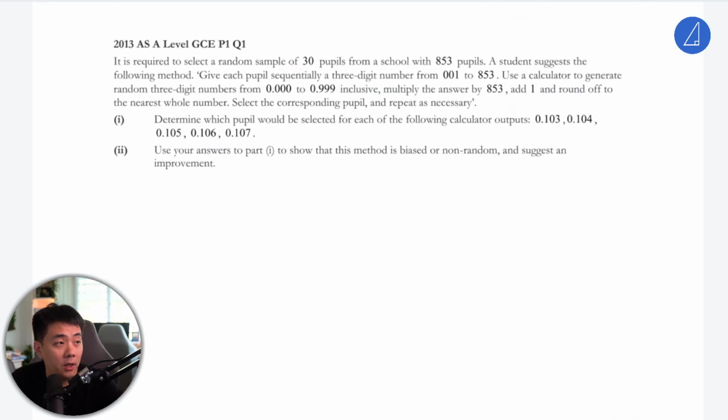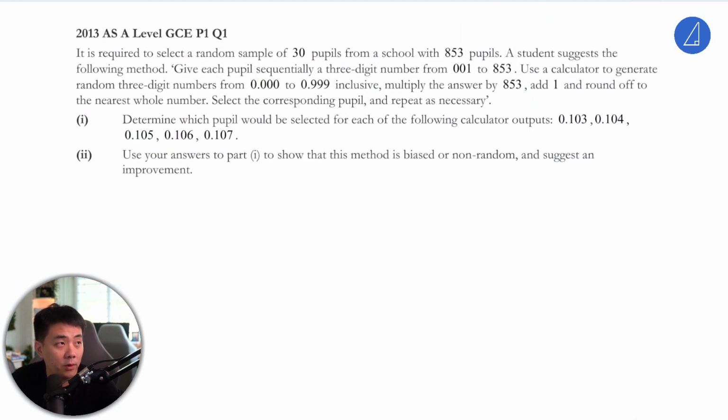Students, let's look at this question here, which was taken from the A Level GCE Paper 1 Question 1. This was taken from the year 2013. It is required to select a random sample of 30 pupils from a school with 853 pupils. A student suggests using the following method.